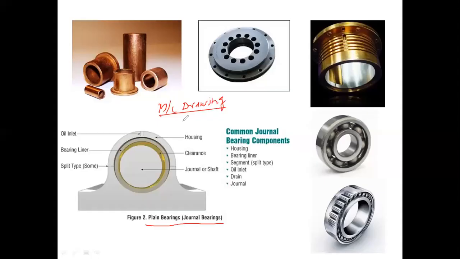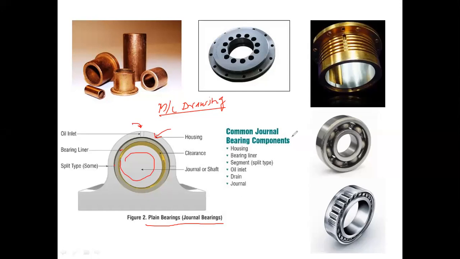So here we can see the same thing we have done in machine drawing. There is one oil inlet for lubrication. This is a bearing liner. This is the housing in which the bearing is kept. This is the clearance. This is the shaft, and some split is there, and this is mounted in such a way that you can see.